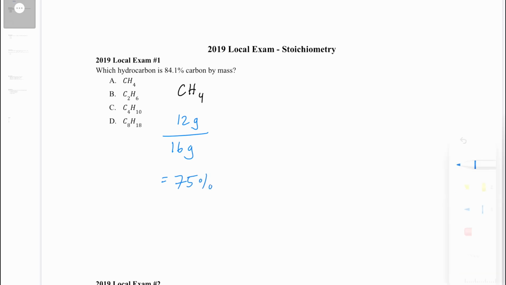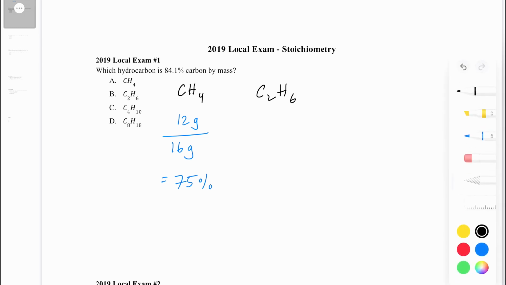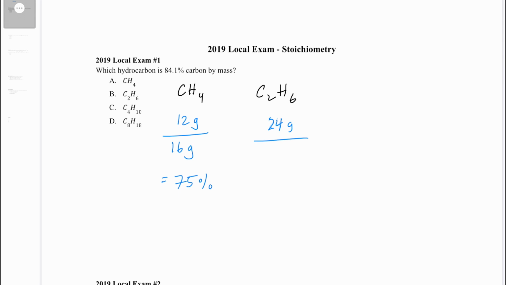Let's look at C2H6 because CH4 clearly is not 84.1. It's the same process, but in this case, the mass of the carbon is going to be 24 grams, over the mass of the total compound, which is 30 grams. If you divide that, you're going to get that it's 80% carbon by mass. So it's also not C2H6.